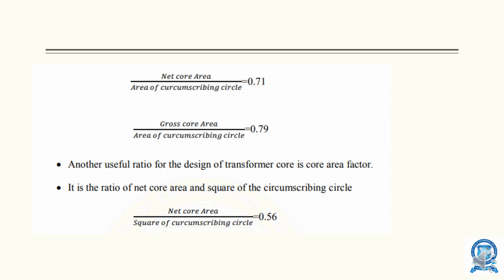Now, calculating for the two-stepped core, the ratio of net core area to area of circumscribing circle is 0.71, and the ratio of gross area to area of circumscribing circle is 0.79. Another useful relation, the net core area by the square of the circumscribing circle diameter, is 0.56.